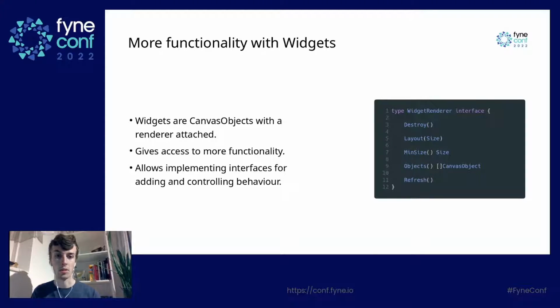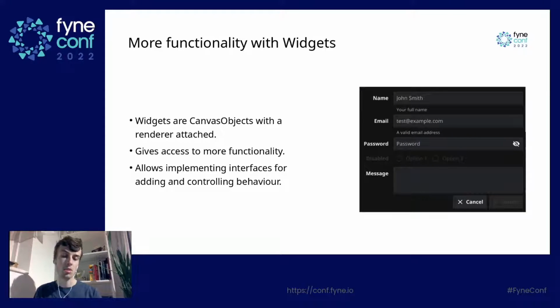And the widget renderer interface has a destroy method, a layout method, and a min size method, an object method that will return all the objects that are to be rendered, as well as a refresh method. And widgets give access to more functionality because we can use some interfaces that are available within Fyne for adding and controlling behavior. And Fyne will then internally check if the widget implements these interfaces and automatically call the methods if available.